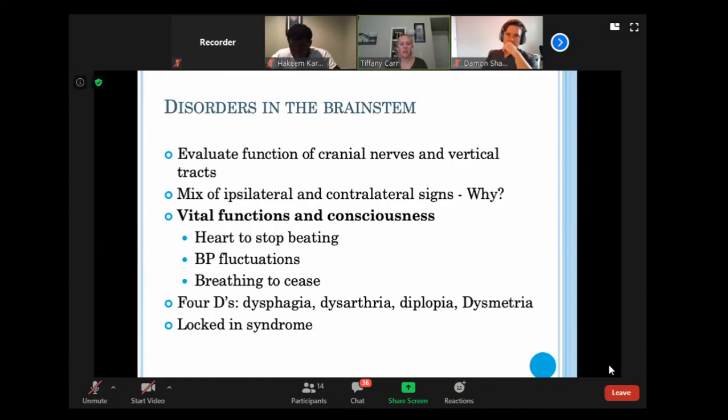Vital functions and consciousness. So these are really important because you can die with these not working correctly. The heart can stop beating, blood pressure fluctuations, and breathing can cease. The 4 Ds of the brainstem are going to be the dysphagia, dysarthria, diplopia, and dysmetria.